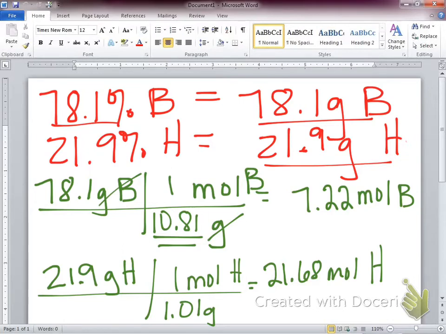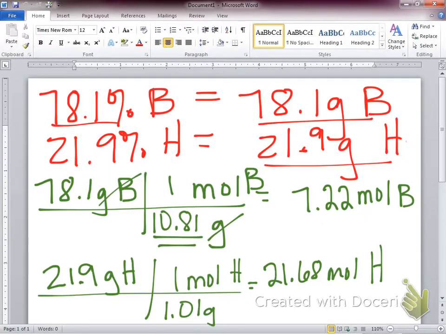Okay, so we've got 21.68 moles of hydrogen. Do we agree with both of our mole values? Okay, so now is where it takes a little extra step. We're going to look at the ratio between these two substances. We want to look at the ratio of moles, okay?